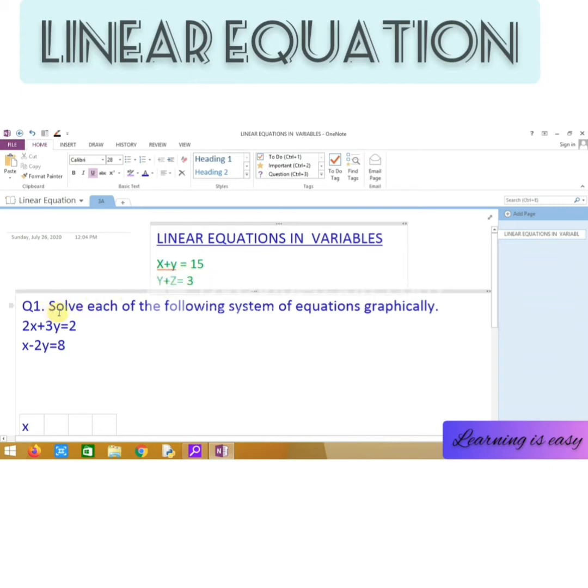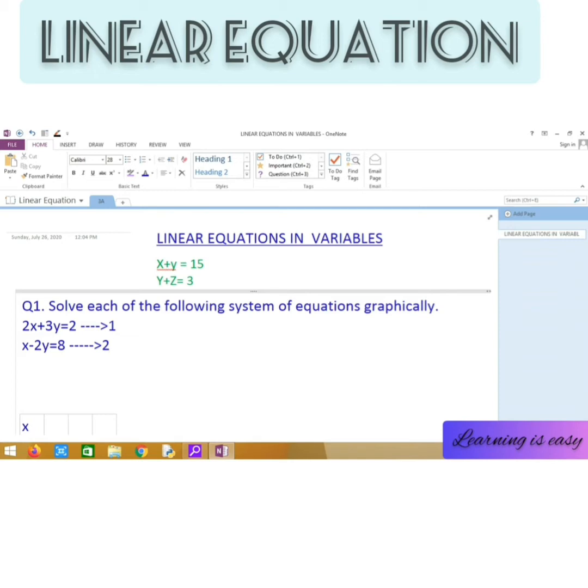Question 1, solve each of the following system of equations graphically. So we need to do it on graph sheets. 2x plus 3y equal to 2. Let's assume this as equation 1. x minus 2y equal to 8. Let's assume this as equation 2.